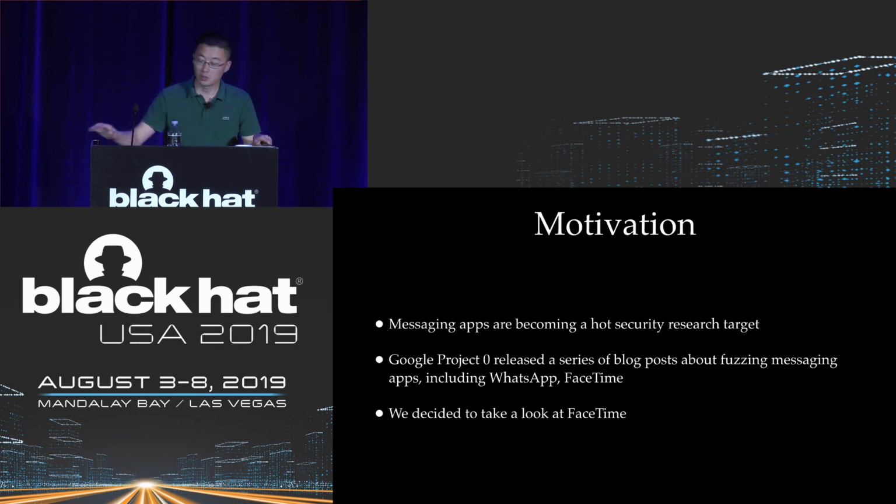Our motivation: we knew that messaging apps have become a very hot research target, and no matter the bug bounty programs or other rumors, as demonstrated by other researchers, both WhatsApp and iMessage could be remotely compromised. A few months ago, after we read the blog post by Google Project Zero about how to fuzz WhatsApp and iMessage FaceTime, we realized that the code quality of such messaging apps is not as good as we expected. So we decided to take a look, especially at FaceTime.